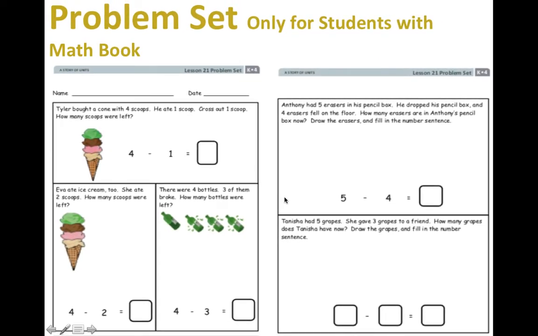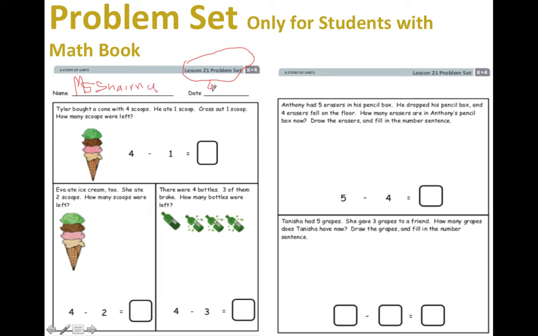So now let's look at our problem set. Remember, this is only for the children who have the math book, and you have to make sure it says problem set 21. Again, it should say problem set 21. So I'm going to write my name as always.